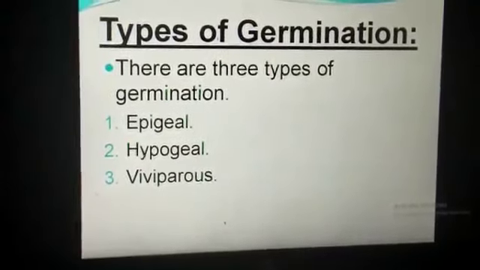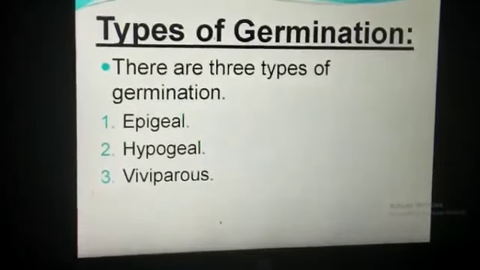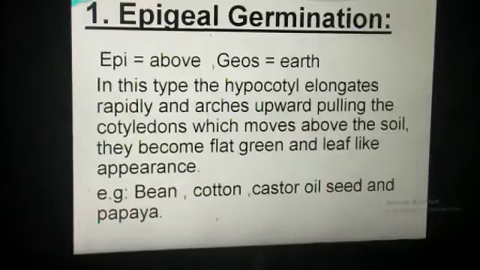What are the types of germination? There are three types: epigeal, hypogeal and viviparous. I'll elaborate each of them in a separate section.